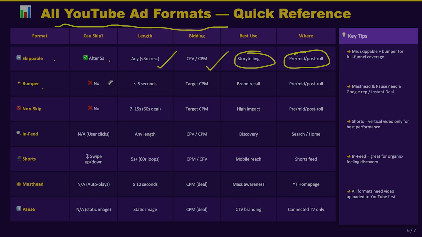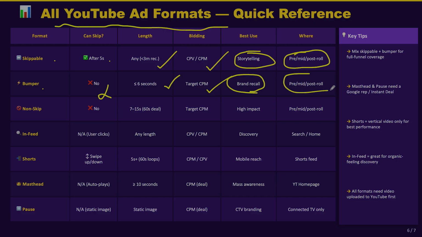Then comes the bumper ad. Can we skip it? No, it is non-skippable. So the length has to be less than 6 seconds. We only run it on the basis of target 1000 impressions because it is a non-skippable format. The main use for the bumper ad is brand recall value, because it is non-skippable. People have to see it, so they'll recall your brand.